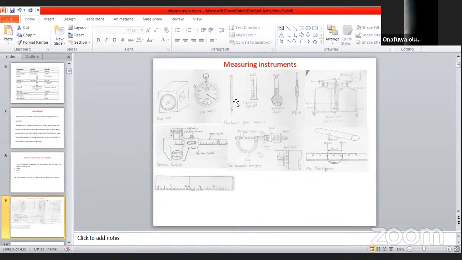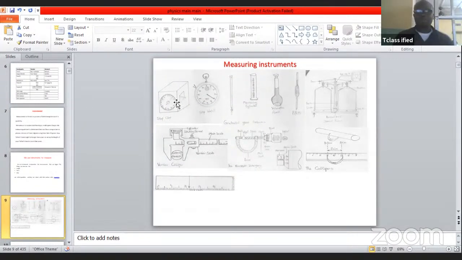Let's look at this instrument. This is what we call a stopwatch. Whenever you hear stopwatch, you can use it for measuring time, and you need to know how it looks. So this is an example of a stopwatch. Our lecture is going to be pictorial, so that once you see it, you understand.